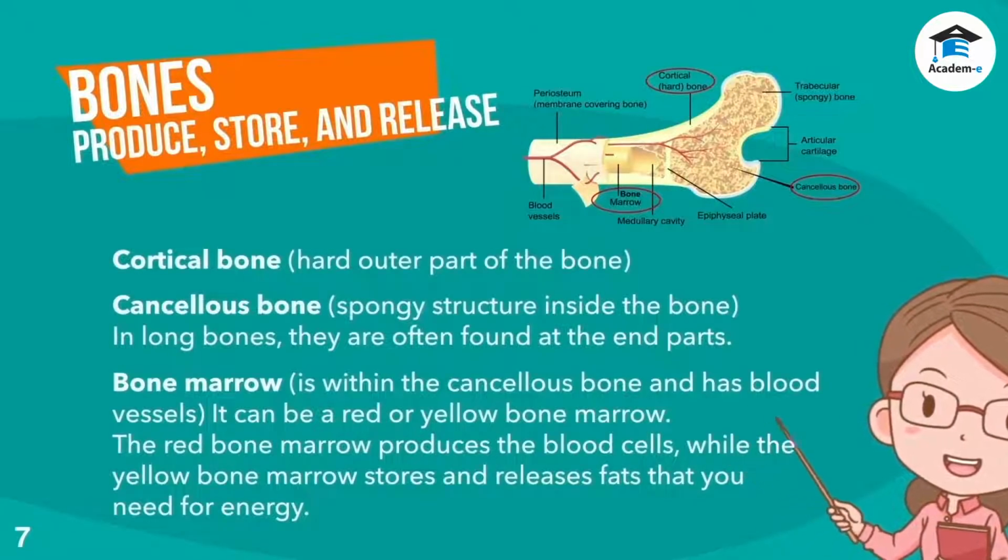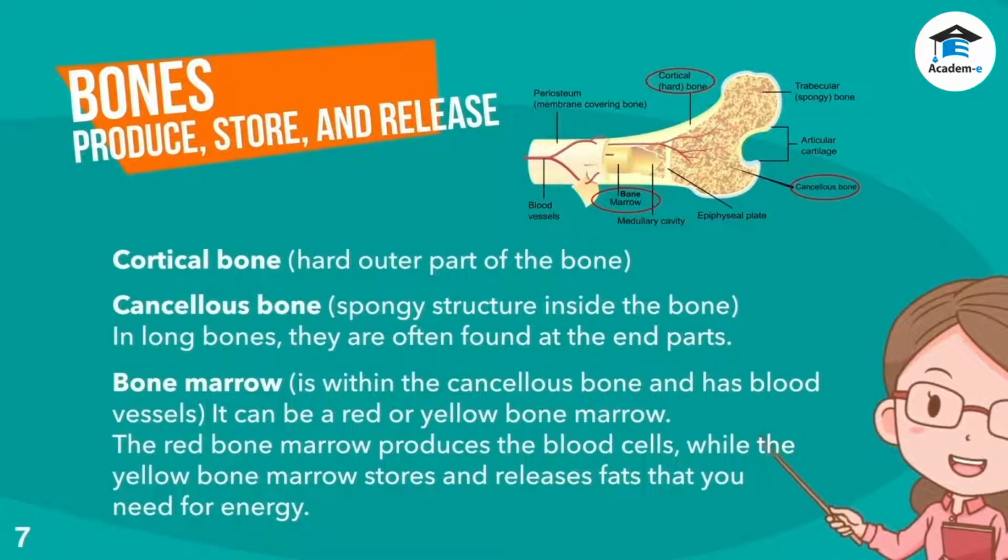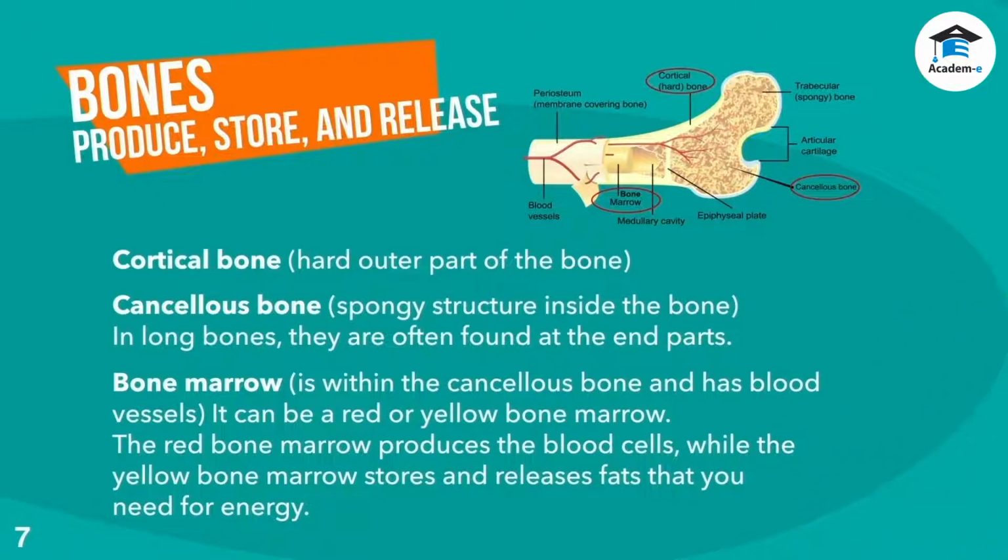The bones of the human body often have the following parts. The cortical bone fills the hard outer area of the bone. The cancellous bone is the spongy structure that fills the inside of the bone. In long bones, they are often found at the end parts. Inside the cancellous bone is the bone marrow. The bone marrow fills the spaces within the cancellous bone and has blood vessels. It can be a red or yellow bone marrow.